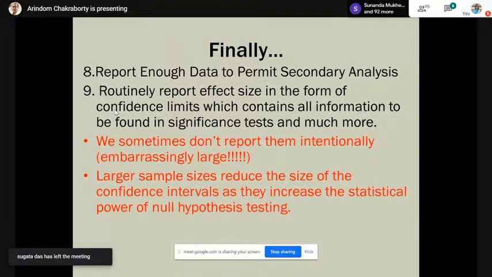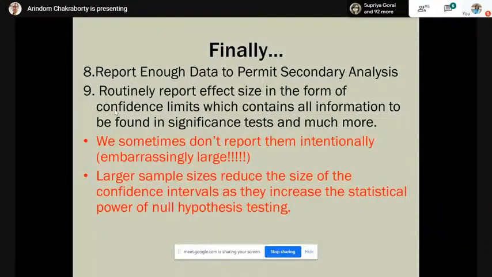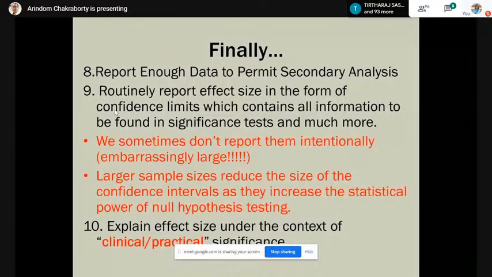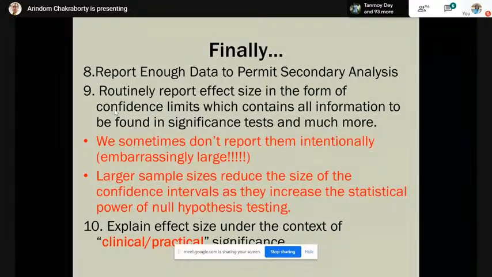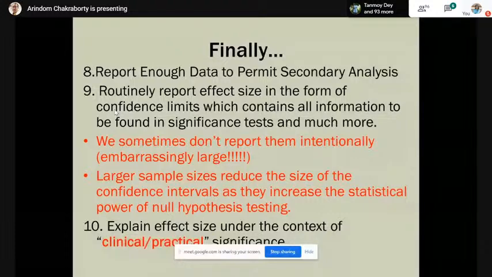Larger sample sizes reduce the size of the confidence interval as they increase the statistical power of null hypothesis testing. So we need more and more samples to have precise confidence intervals. And whenever you have done your analysis, you should put much emphasis on clinical or practical significance instead of statistical significance, because ultimately that is going to work, not your p-value. Whether there is any practical significance or not is very crucial.